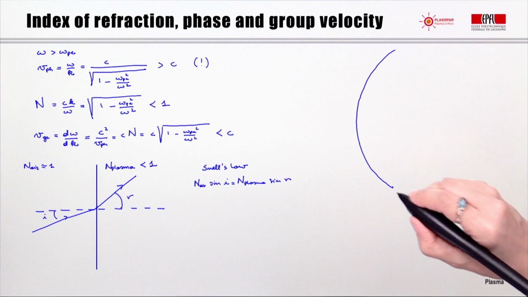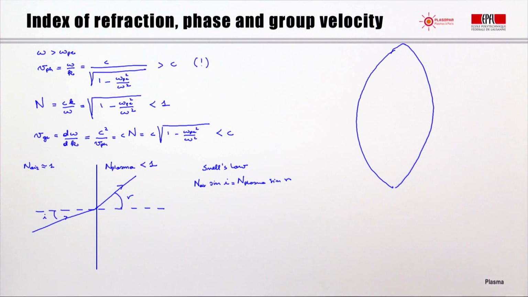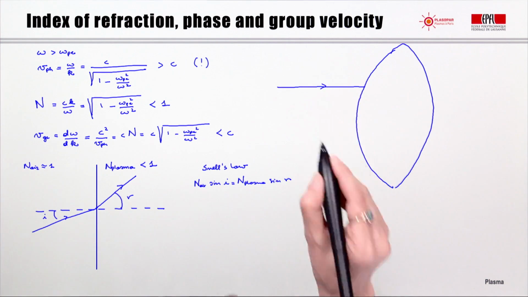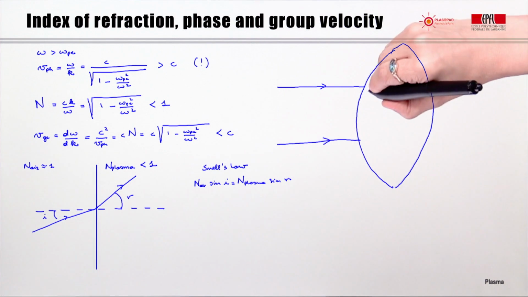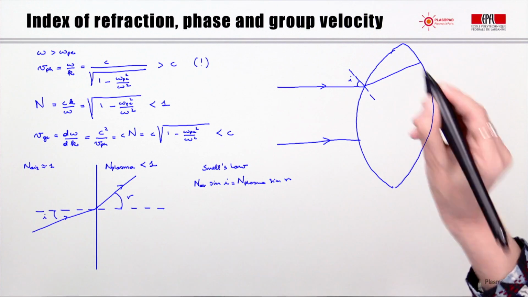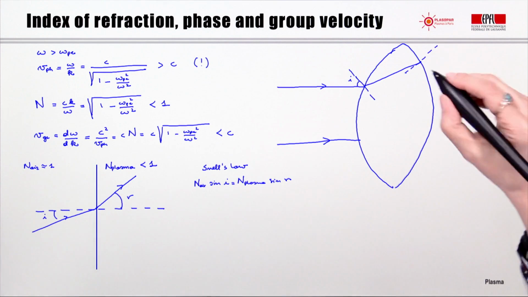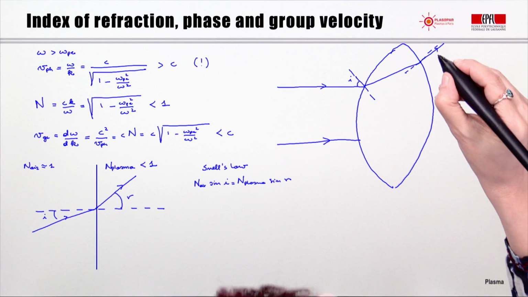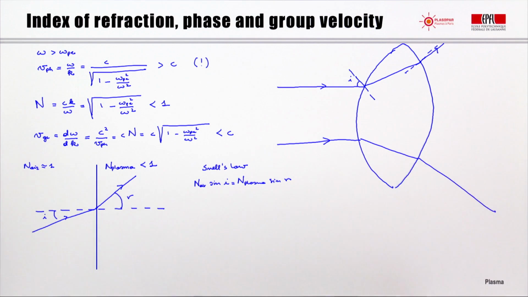Since the index of refraction of a plasma is less than 1, this implies some peculiar behavior for optical objects. This is the normal to the surface, and the wave would be refracted further away from the normal.